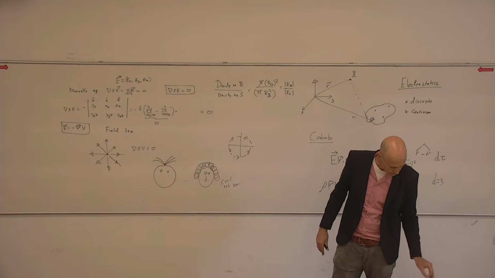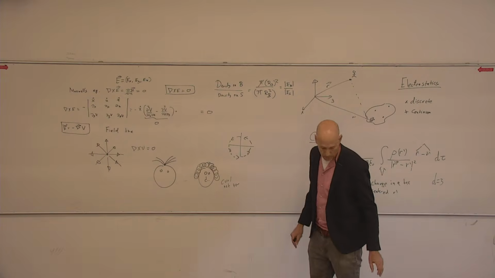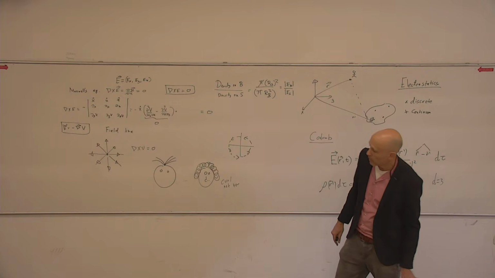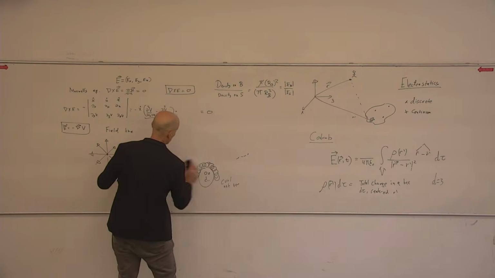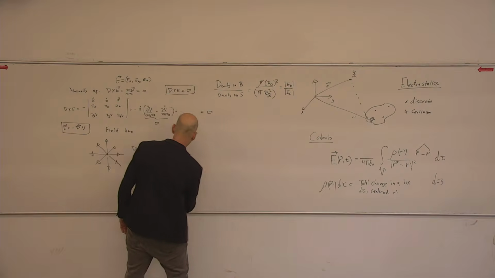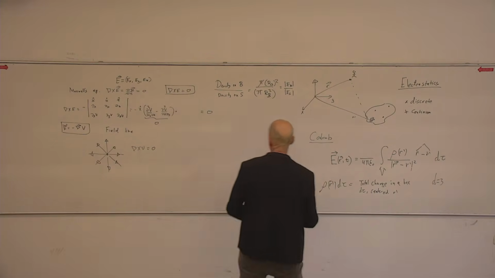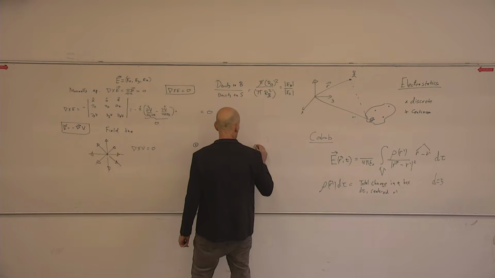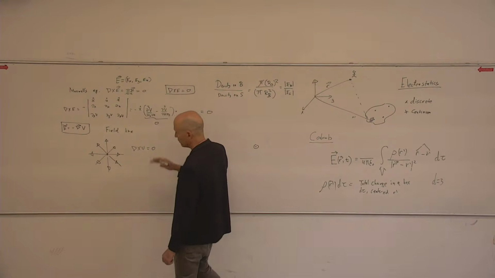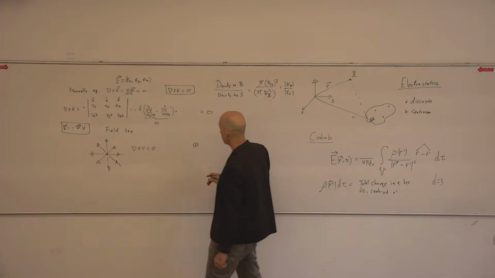So now we can go, or you can have in Griffiths, a more intuitive way of thinking about fields. Let's say you have a positive charge Q and a minus charge Q, and let's plot the field lines.